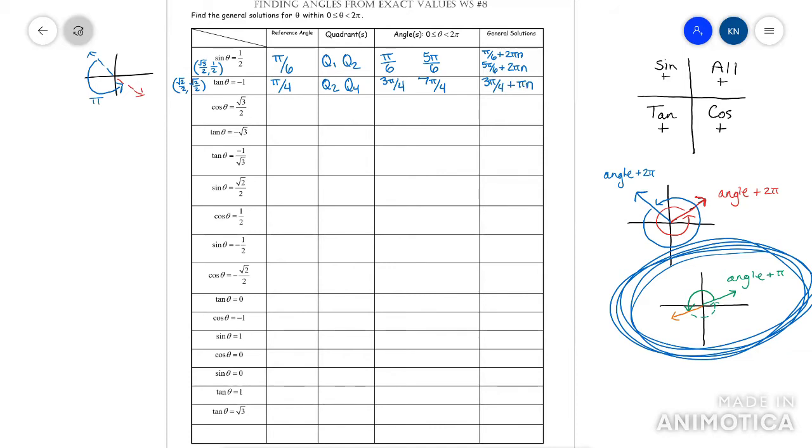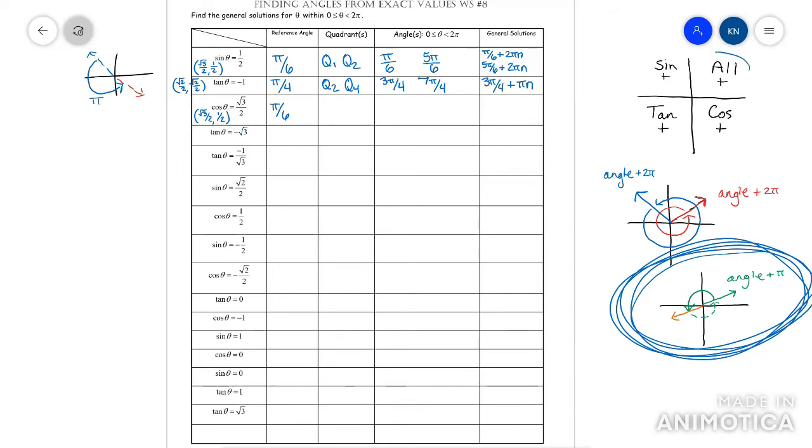Because as soon as you add pi n, you end up at the red arrow there, which covers you for the quadrant 4 answer. All right, the next one. Cosine is root 3 over 2. This only happens when the coordinate is root 3 over 2, comma 1/2. That's pi over 6. Cosine's positive, right? They're telling me positive root 3 over 2.